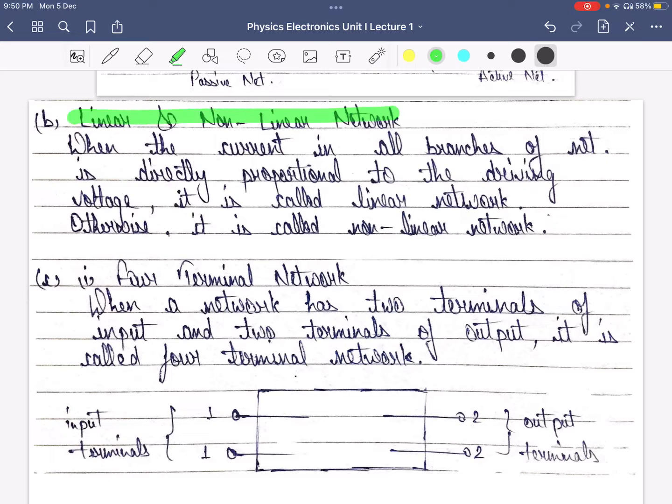Now, the second one is linear and non-linear network. So, if the current in all the branches of the network is directly proportional to the driving voltage, it is a linear network. Otherwise, it is a non-linear network.